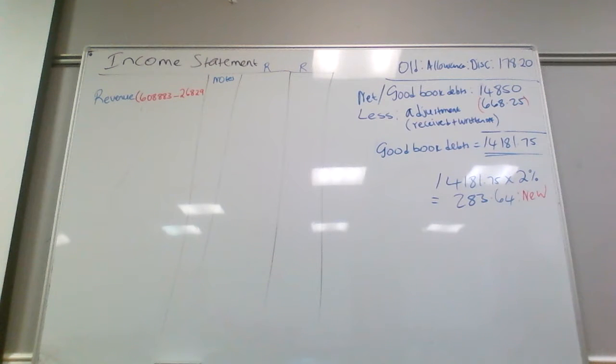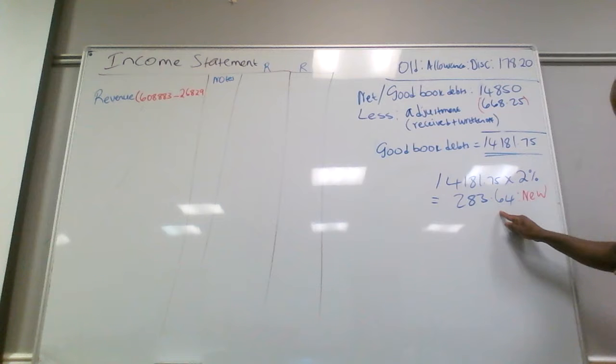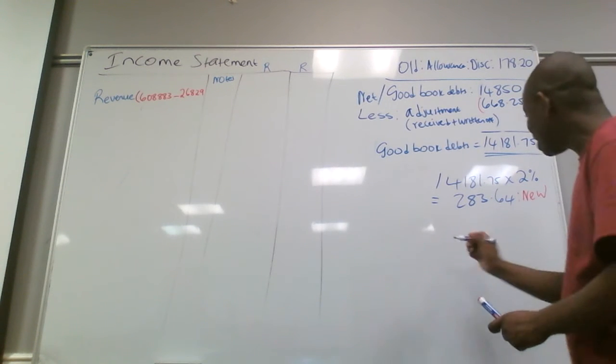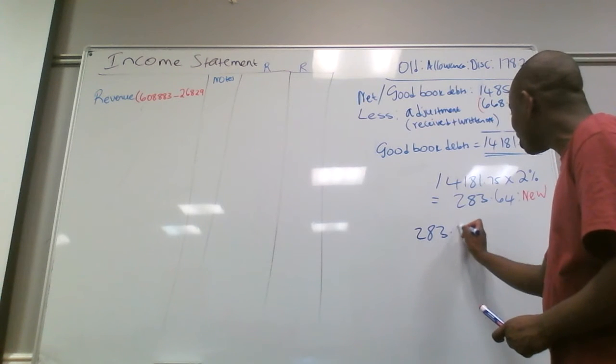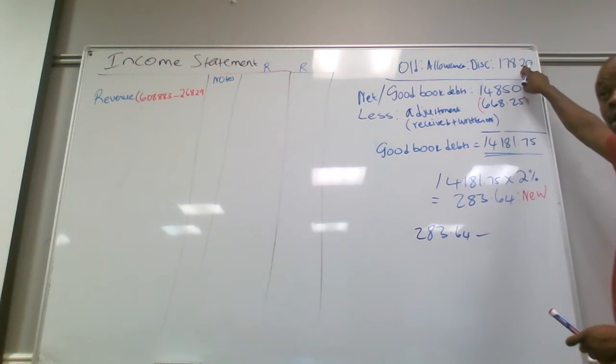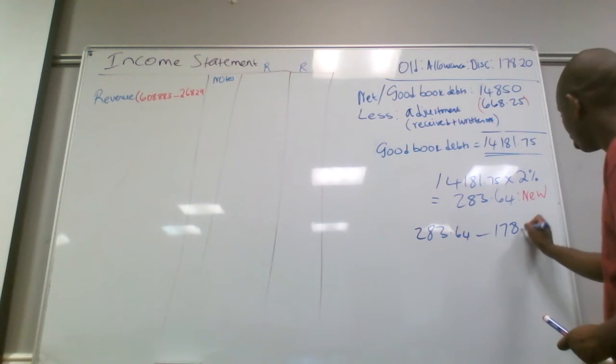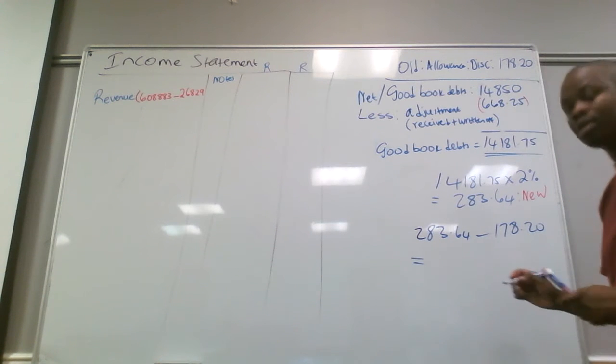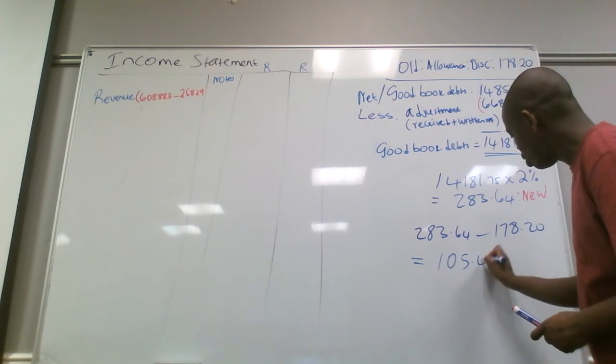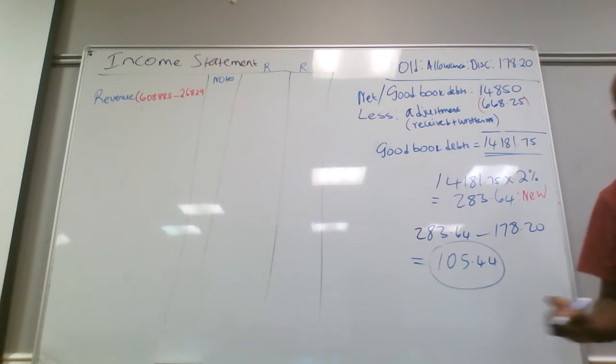Okay? My new allowance. Now, the problem is I don't need the new allowance. I need the adjustment I have to make on this to become this. The adjustment is just the difference between the two figures. Can you see? So the adjustment is 283.64 minus 178. How much is my adjustment? 105. Point? This is the adjustment I'm looking for.